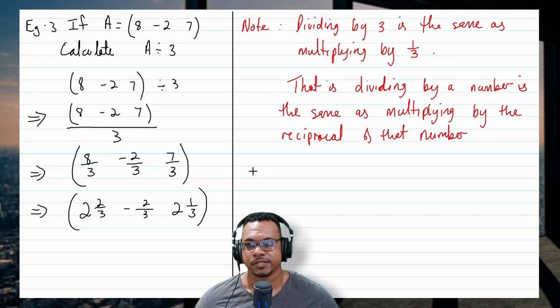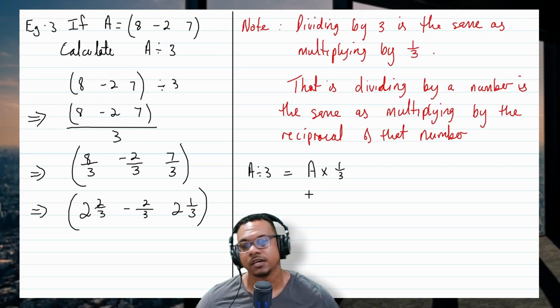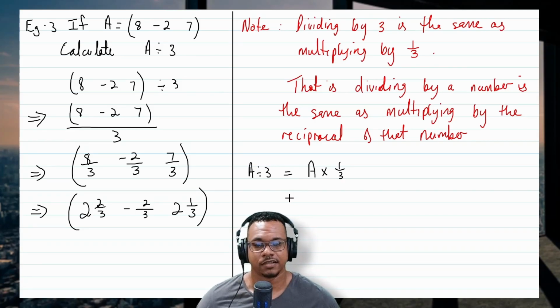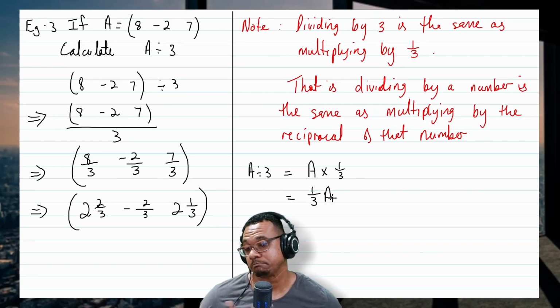All right, so the same question. A divided by 3 is equal to, well, I can write it like this: A multiplied by 1/3. And since multiplication is commutative, meaning it doesn't matter which one you put first, we can write 1/3 A like that.